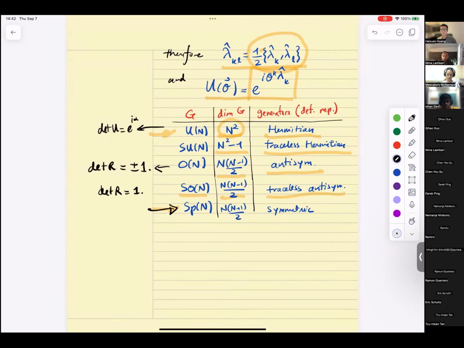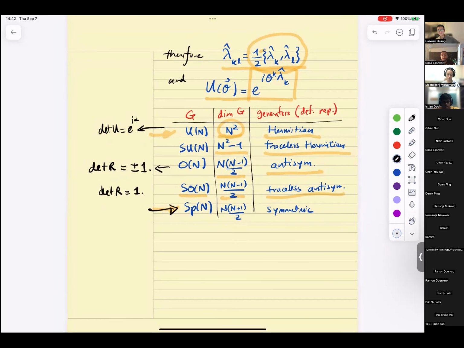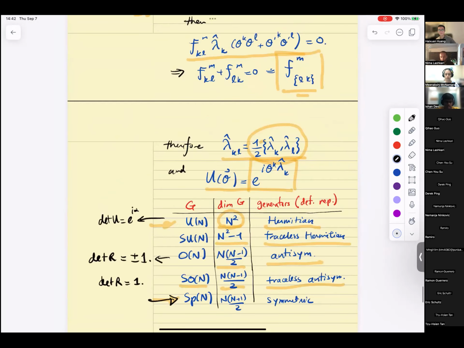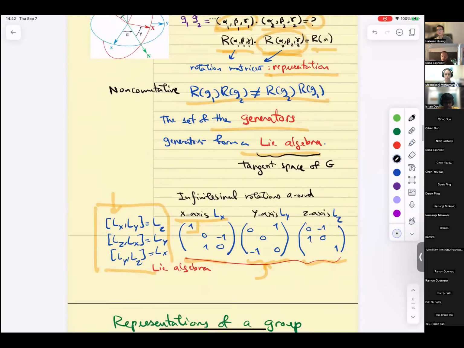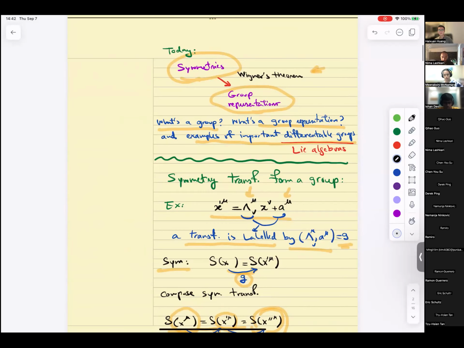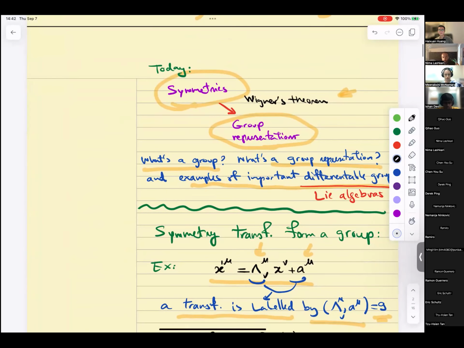So let me do a summary of what I said, and I will say what I haven't said as well. So today, what did we do? We discussed the connection between symmetries and group representations. One important aspect was the notion of a quantum symmetry, where Wigner's theorem tells you that a quantum symmetry will have to be represented as unitary or anti-unitary in the Hilbert space.